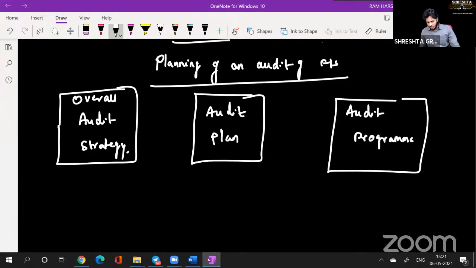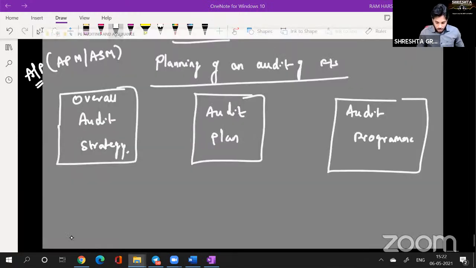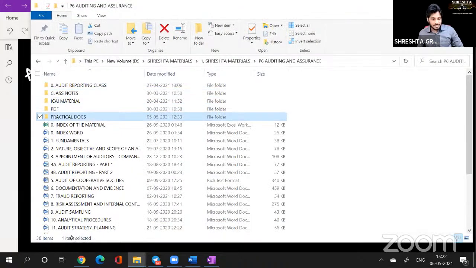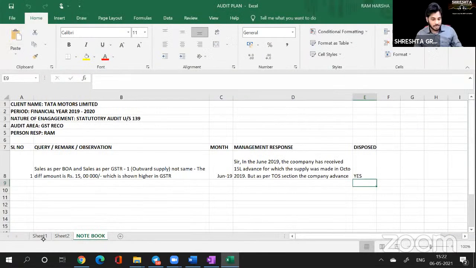You know, in reality, in the practical world, we don't use these three terms in a different way. In fact, we combine all of them. In the practical world, we simply develop a document called audit plan. This itself is also called audit program memorandum, audit strategy memorandum, or audit planning memorandum. I'll show you how an audit plan looks like. I even showed you previously in the documentation chapter, when we were discussing documentation in the marathon class. That time itself I showed you.